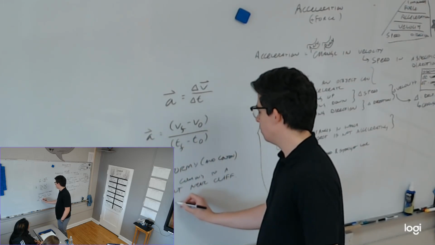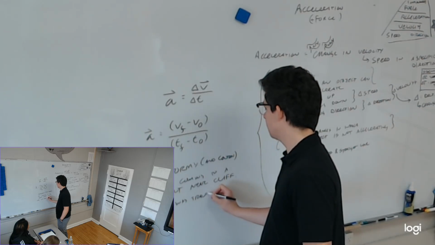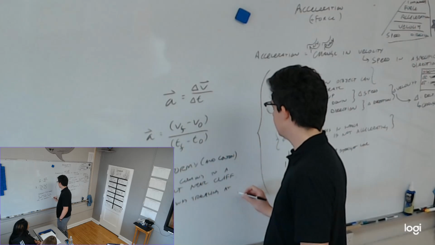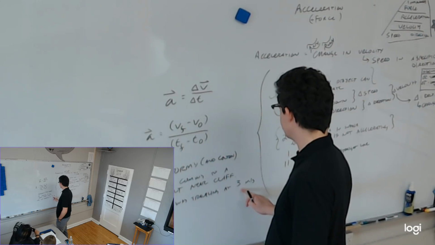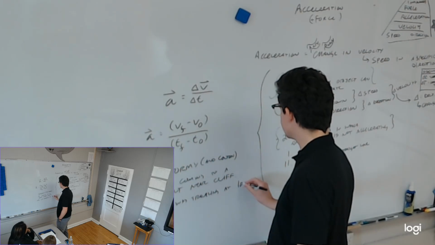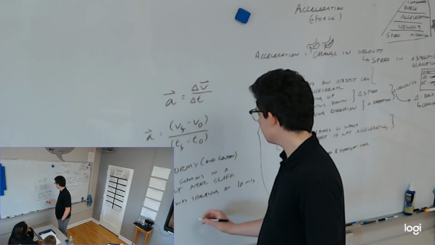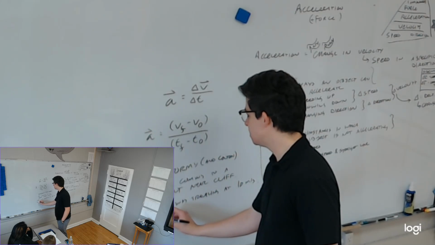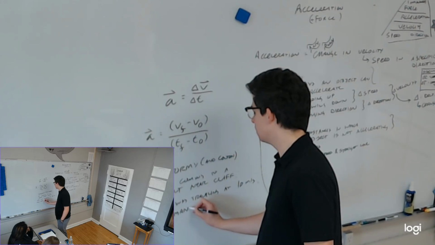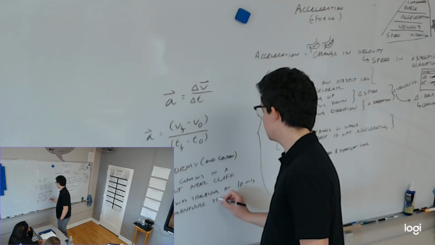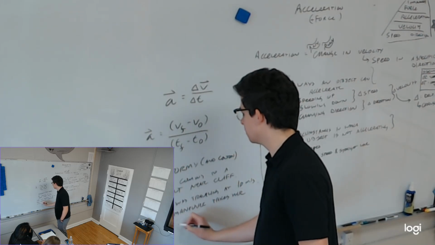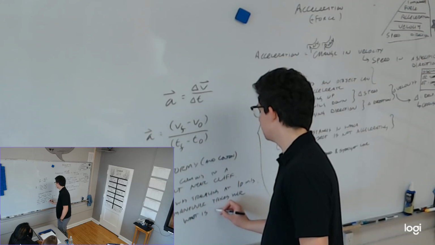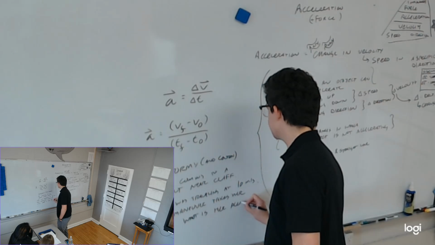She was traveling at 30 meters per second. That's a really fast horse. Let's reduce that a little bit. 10 meters per second. That's a really slow horse. This maneuver takes her 1.2 seconds. What is her acceleration?